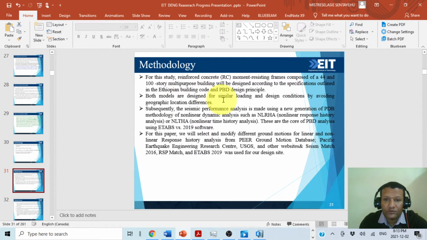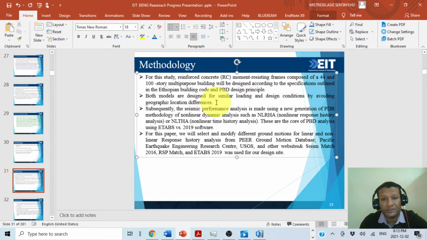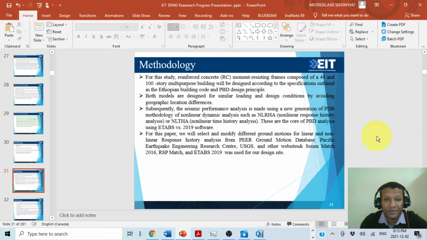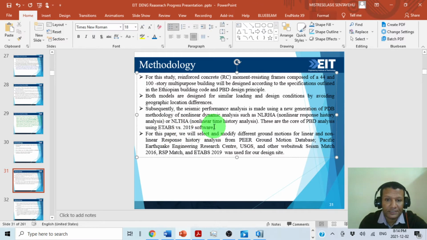Both models are designed for similar loading and design conditions, avoiding geographical location difference, because they are assumed to be in Addis Ababa, Ethiopia. Subsequently, the seismic performance analysis is made using a new generation of PBD methodology of nonlinear dynamic analysis, such as nonlinear response history analysis or nonlinear time history analysis. This is all the same, only direct integration method and modal, the classical modal concept, we will see it. These are the core of PBD analysis using ETABS version 2019 software. This is the software I'm going to use.